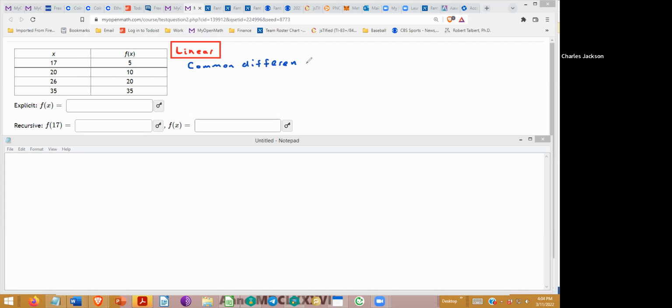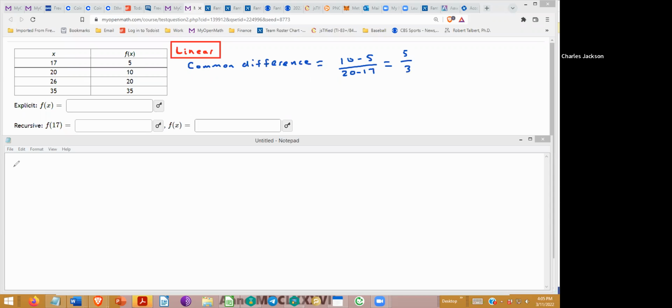Well, it's y2 minus y1 over x2 minus x1. 10 minus 5 over 20 minus 17. Because the amount that you change every time per unit of time, in other words, the common difference, is what we think of as the slope of the line, and that's y2 minus y1 over x2 minus x1. So we have 5 over 3 for that. Okay.